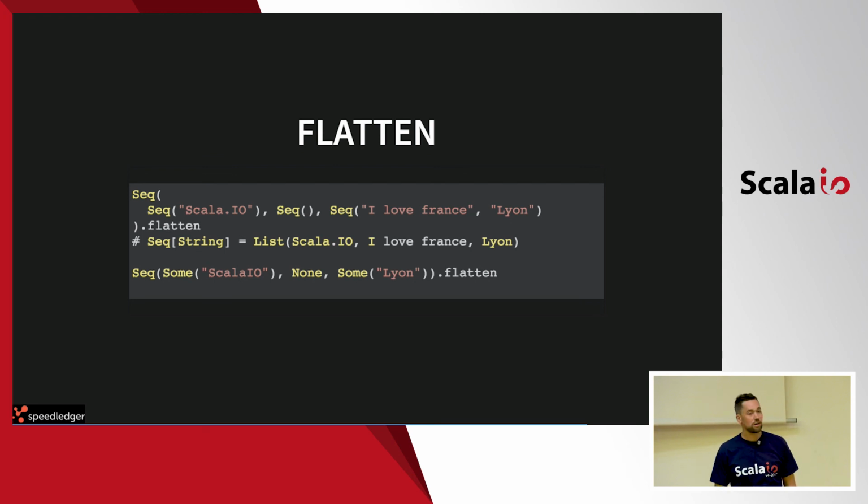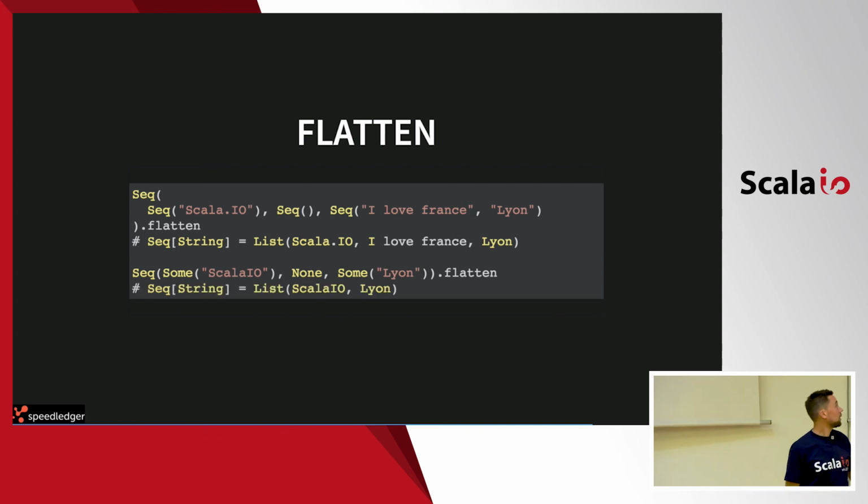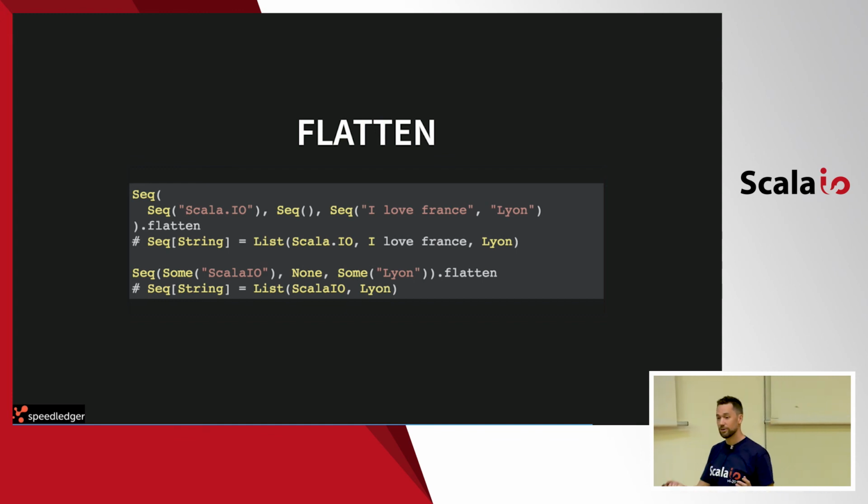Can somebody tell me what's going to happen here when we use it with option types? What are we going to get back? Very nice. scalaIO and Lyon. Exactly. Because the None values are going to disappear. And the Some as well, because it's just a wrapper. So it removes the wrappers and returns the values.